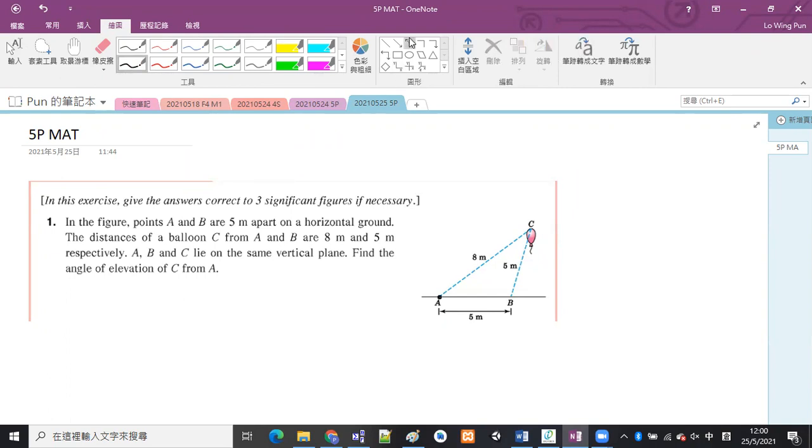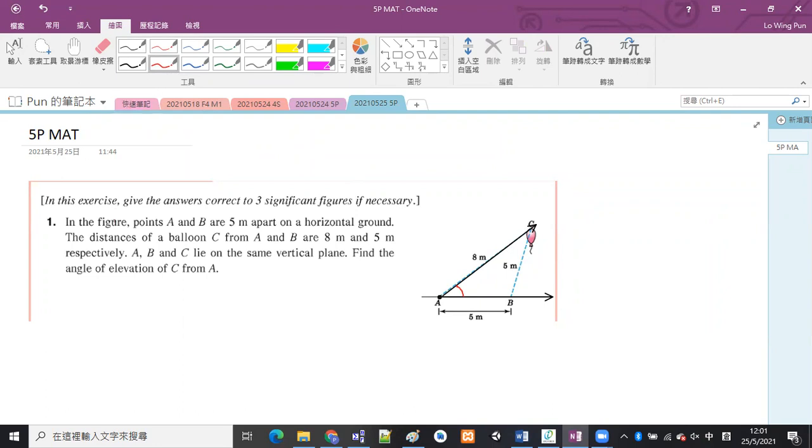And then first, I need to look to the horizontal direction first. Okay, this is the horizontal direction. And then I need to turn my head upwards. That is like this. Until I can see the point C. And the angle I have turned will be this angle, will be the angle of elevation. Okay? So the required angle is angle CAB.